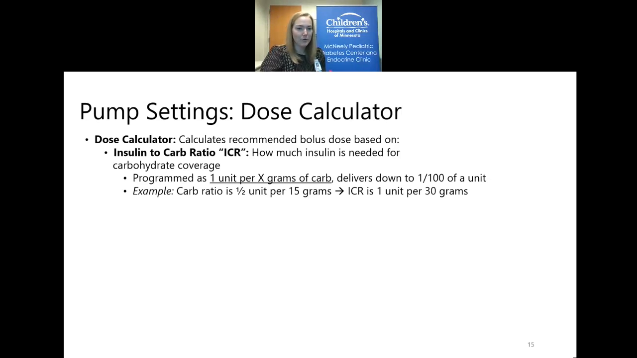So in this example, if currently your carb ratio is a half unit per 15 grams, in the pump you program it as 1 unit per 30 grams. It seems a little scary seeing that big number change, but it's the same ratio. 30 divided by 1 is 30, 15 divided by 0.5 is 30. So they're the same ratio, it's just used to calculate that dose.